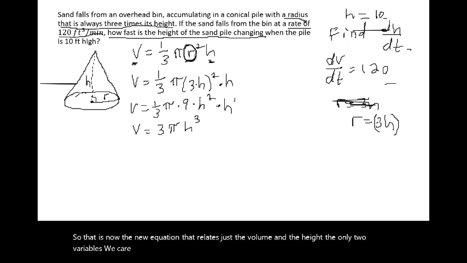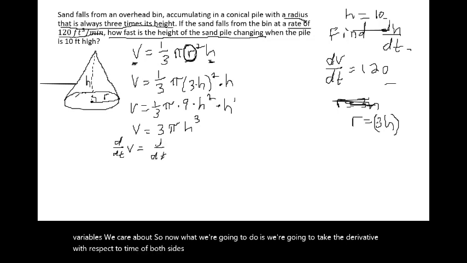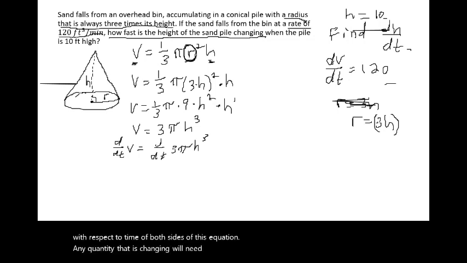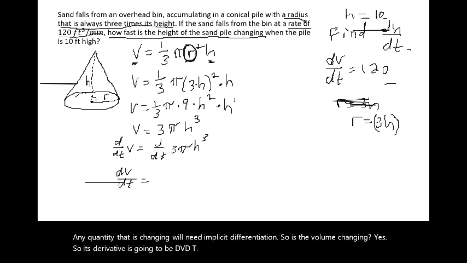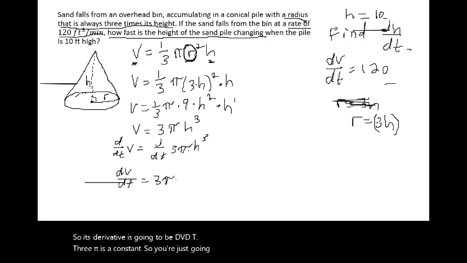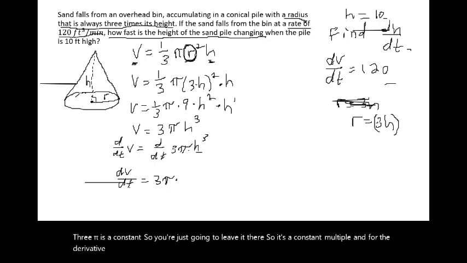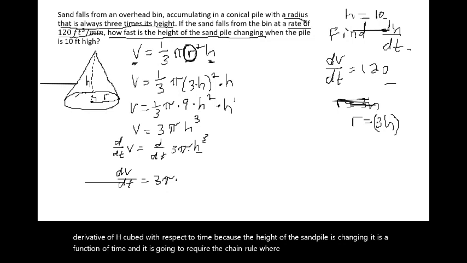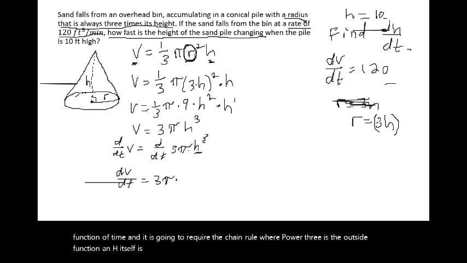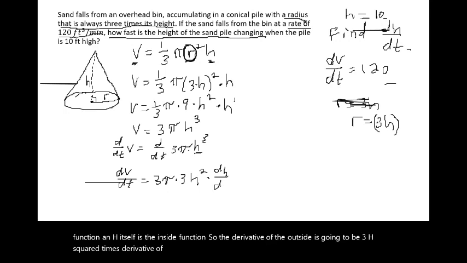So now what we're going to do is we are going to take the derivative with respect to time of both sides of this equation. Any quantity that is changing will need implicit differentiation. So is the volume changing? Yes, so its derivative is going to be dV/dt. 3 pi is a constant, so you're just going to leave it there, so it's a constant multiple. And for the derivative of h cubed with respect to time, because the height of the sand pile is changing, it is a function of time, and it is going to require the chain rule, where the power 3 is the outside function, and h itself is the inside function. So the derivative of the outside is going to be 3h squared times the derivative of the inside, dh/dt.